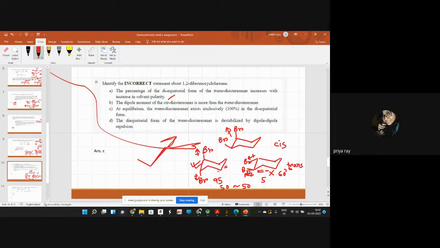Okay. So now in the case of option C, what it is saying is that at equilibrium, the trans diastereomer exists exclusively in the di-equatorial form. Is this true or false? False, sir. Definitely false. So this is the right option. Option C is the incorrect statement among the four.